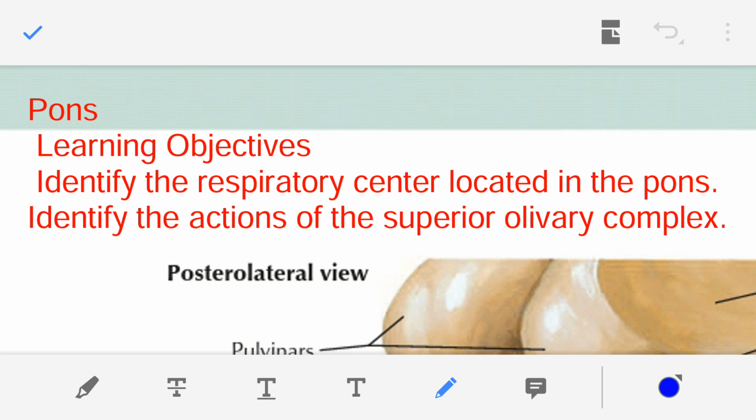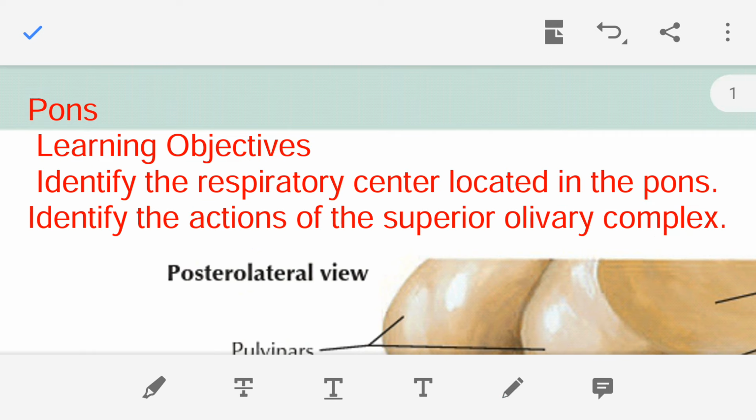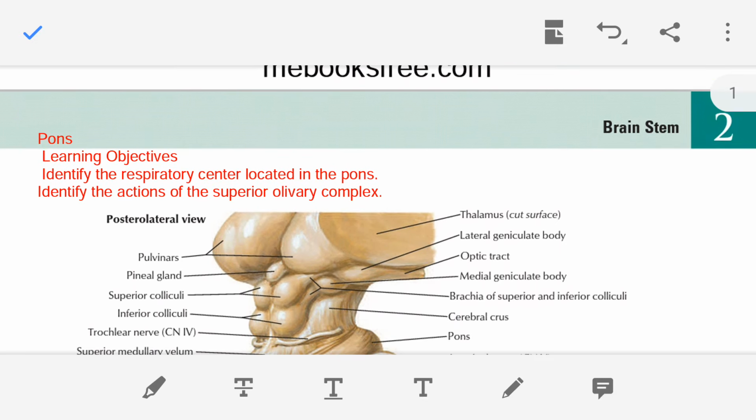Learning objectives of this presentation lecture: identify the respiratory center which is present in the pons, and identify the actions of the superior olivary complex. So we are going to find out where the respiratory center is present, and we are also going to talk about the superior olivary complex in this presentation lecture. Before that, let's have a look at the pons.